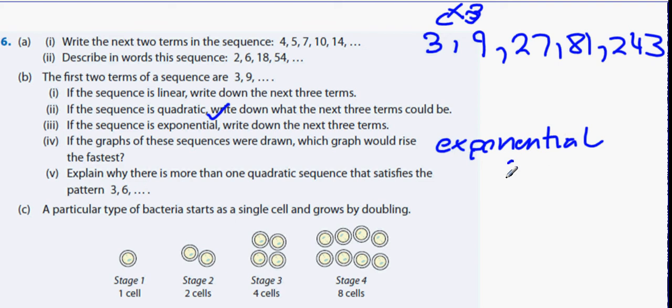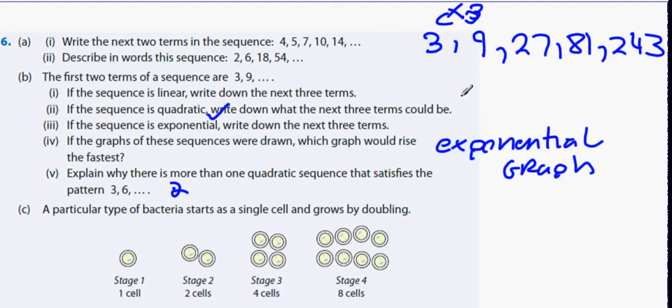Explain why there's more than one quadratic sequence that satisfies the pattern. This is because, as I said earlier, the second difference can be any positive integer value. So the second difference could be 2, as I showed you earlier. It could be 4, it could be 6. So it means that I can go up a different amount each time. Okay.